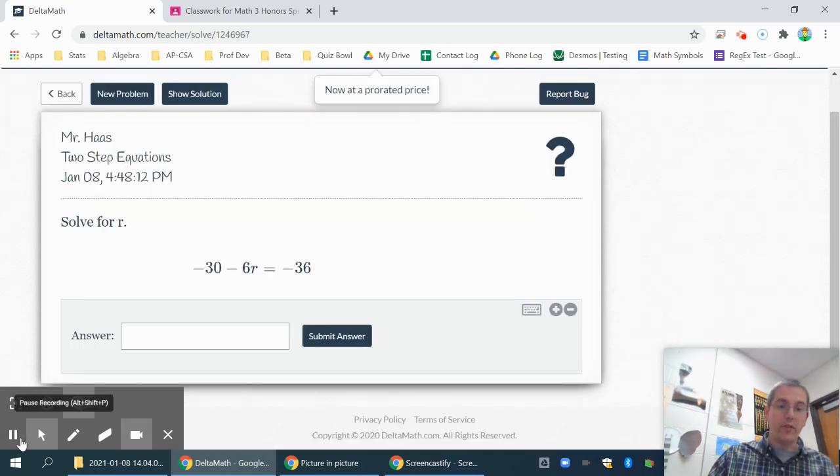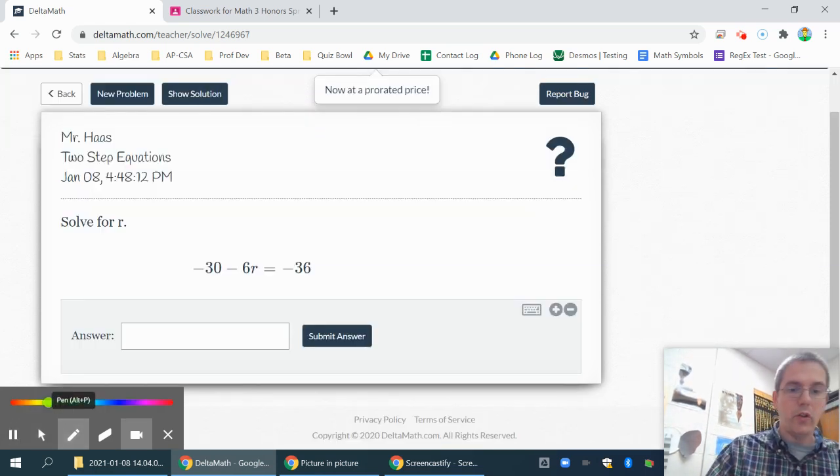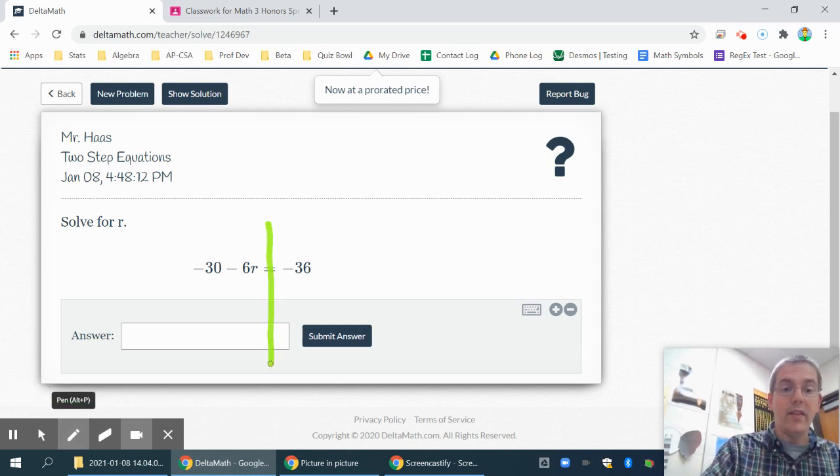The next section, you have some two-step equations. So remember, with two-step equations, you want to start by getting the plain number gone. So since I have a -30 over here with the r, to get rid of a -30, I will plus 30. If it would have been positive, I would have subtracted it. But since it was negative, I add it. So that's going to give me a -6r equals a -6.